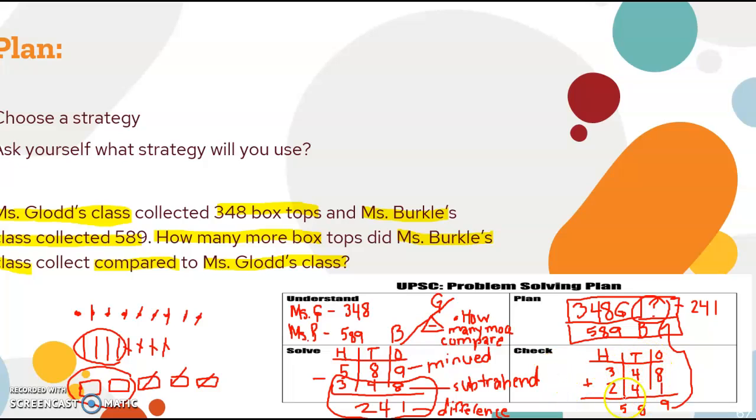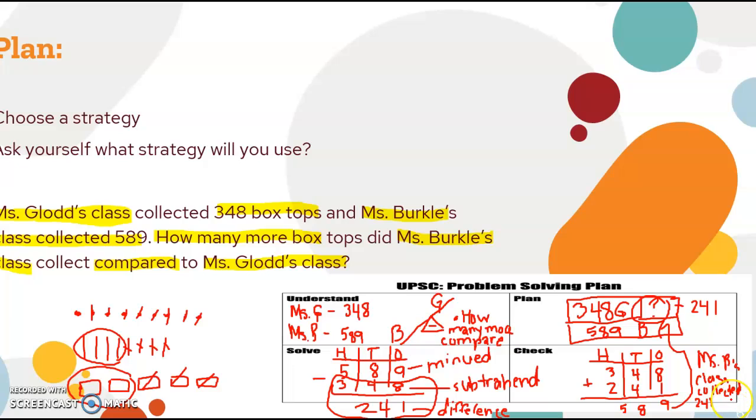And at the bottom, you would want to write your statement saying that Miss Burkle, and I'm just going to put Miss B's class collected 241, and I would say more box tops than Miss Glide.